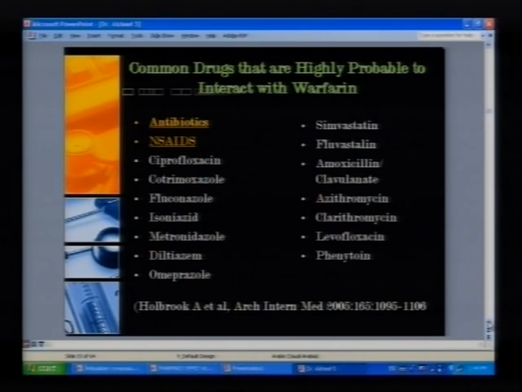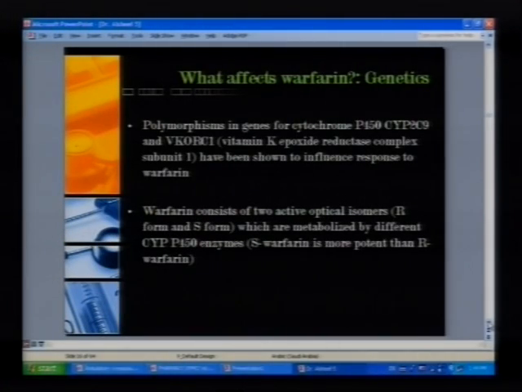Also NSAIDs: if the patient needs analgesia, go for paracetamol. If NSAIDs are mandatory, yes, give the patient, but you have to monitor INR closely. And what affects warfarin? The genetics.